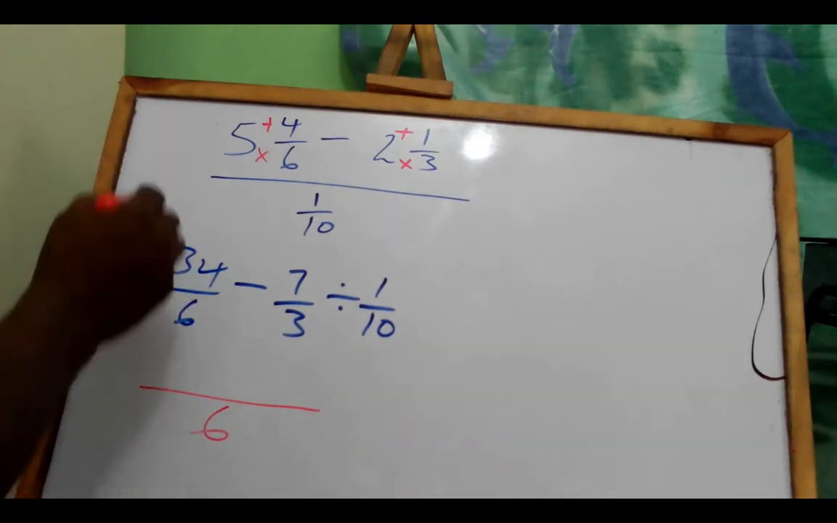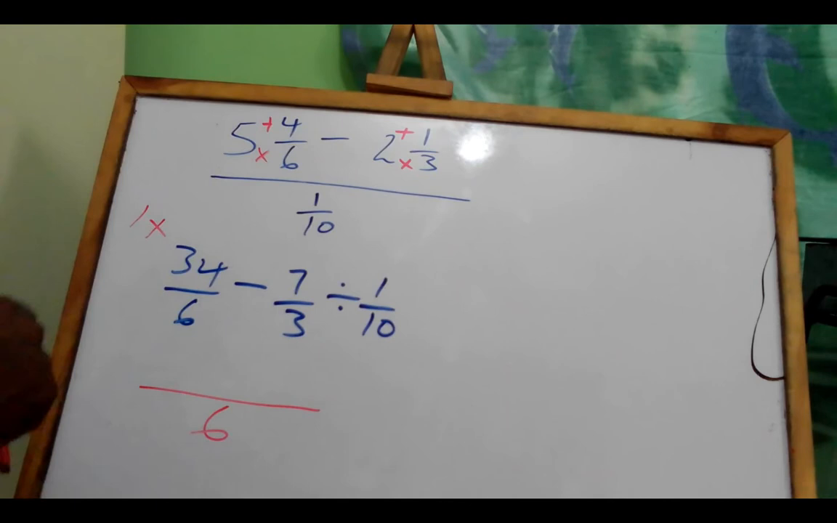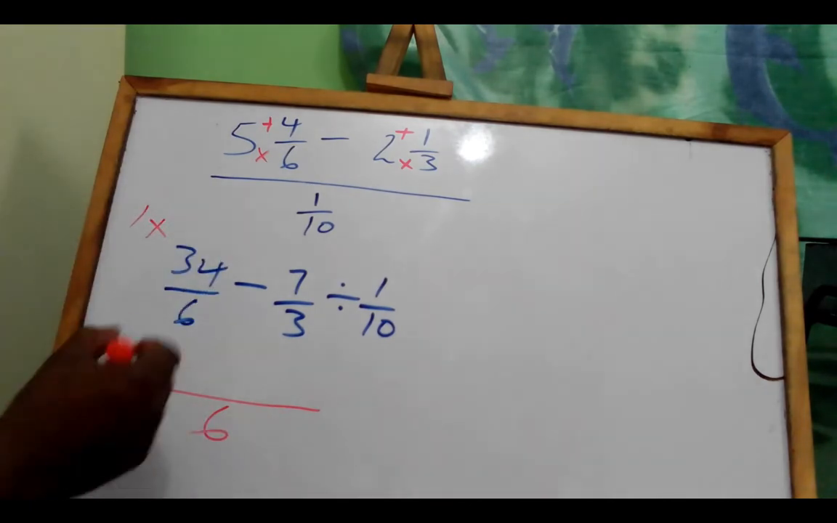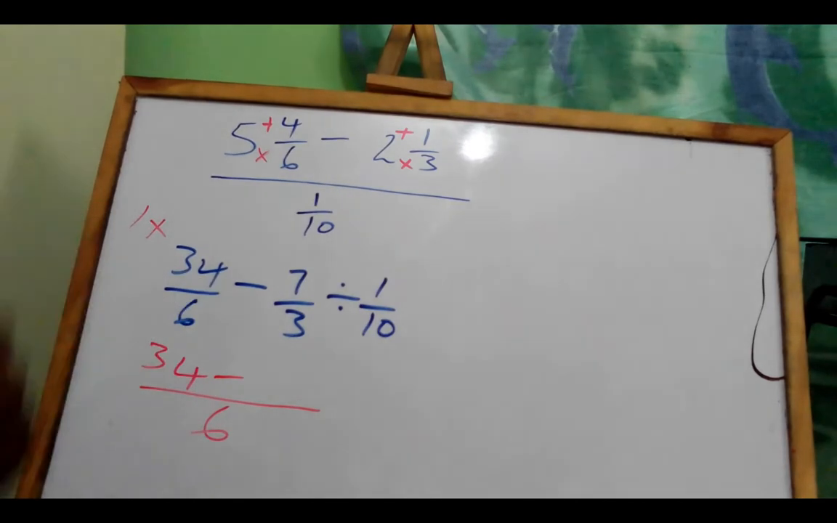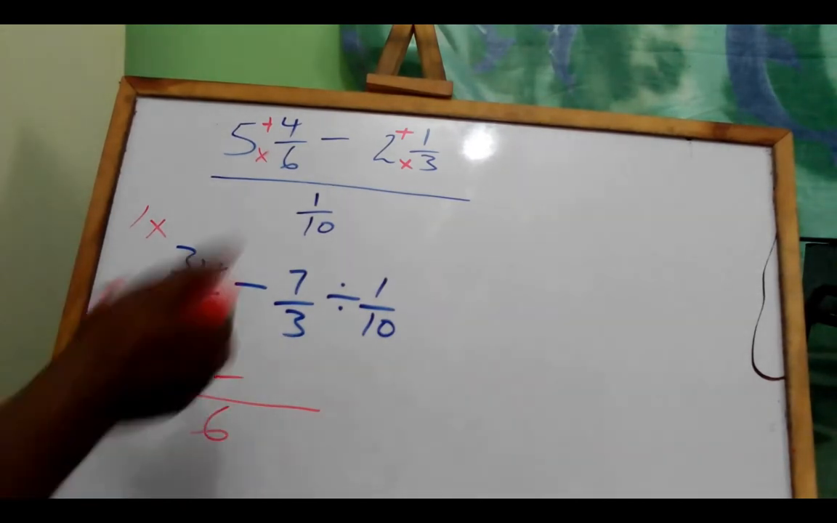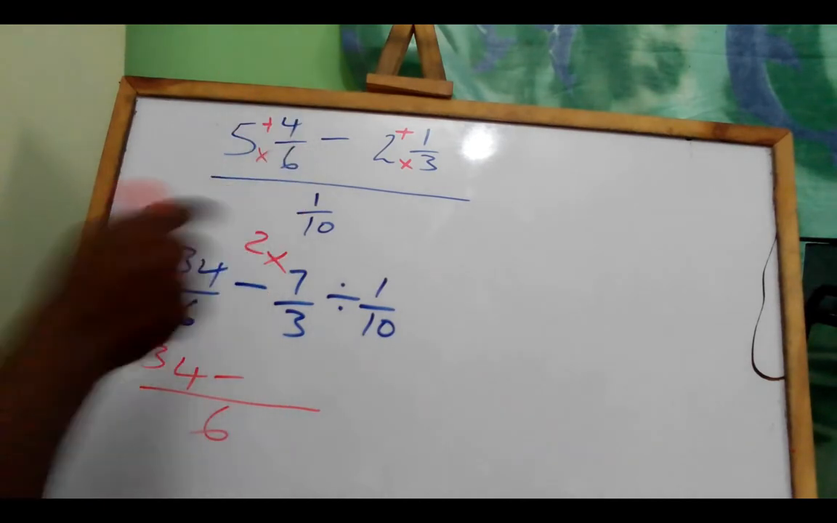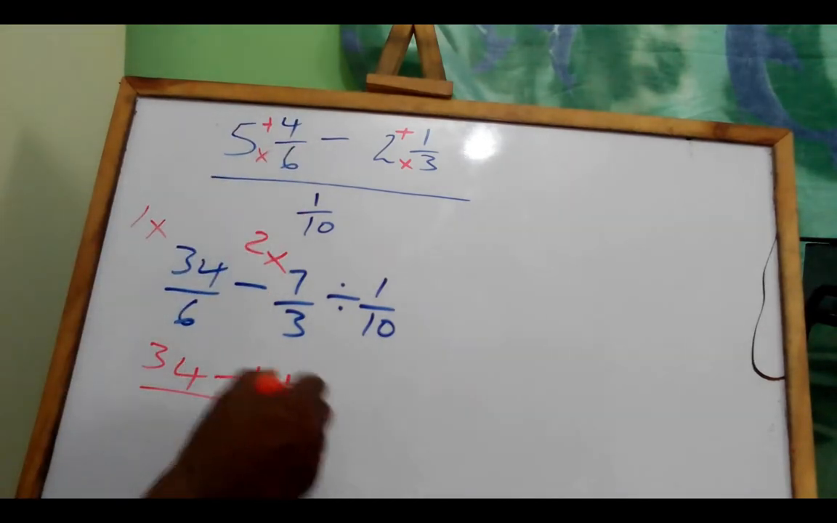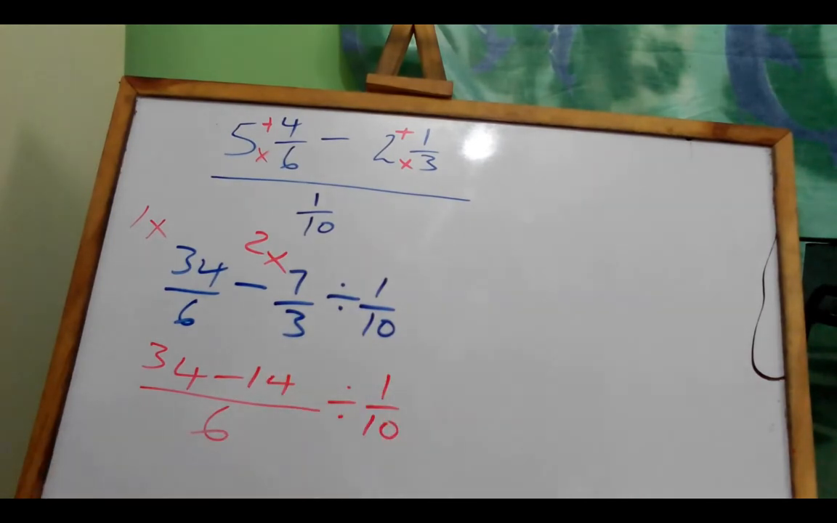So we know that we must multiply 1 times 34. So 1 times 34 is 34. Minus sign. 3 into 6 goes 2 times. 2 times 7 is 14. Divided by 1 over 10. You see that?